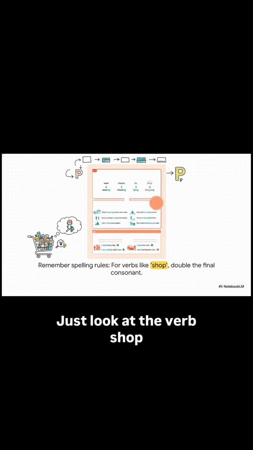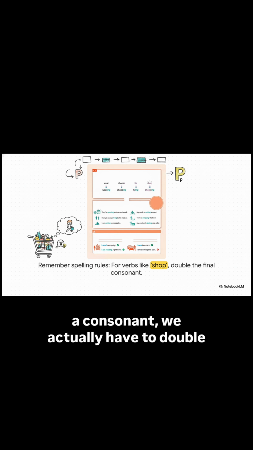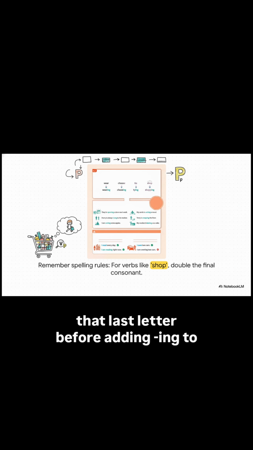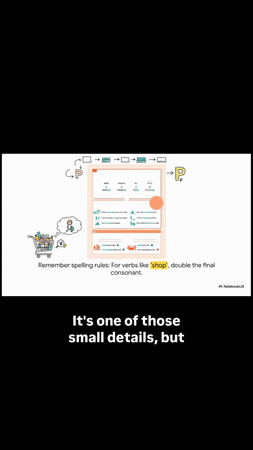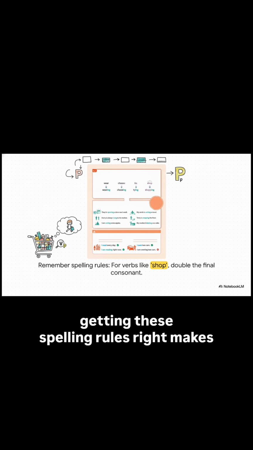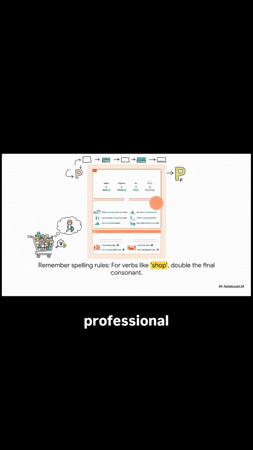Now, adding that ing is usually pretty straightforward, but English spelling loves to set a few traps. Just look at the verb shop. Because it ends in a short vowel and a consonant, we actually have to double that last letter before adding ing to make it shopping. It's one of those small details, but getting these spelling rules right makes your writing look so much more professional.